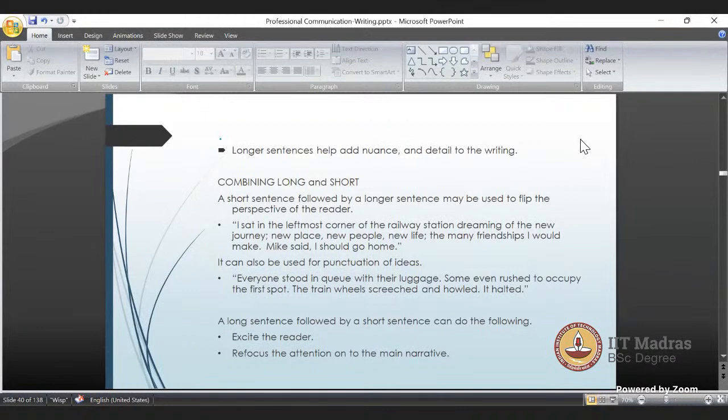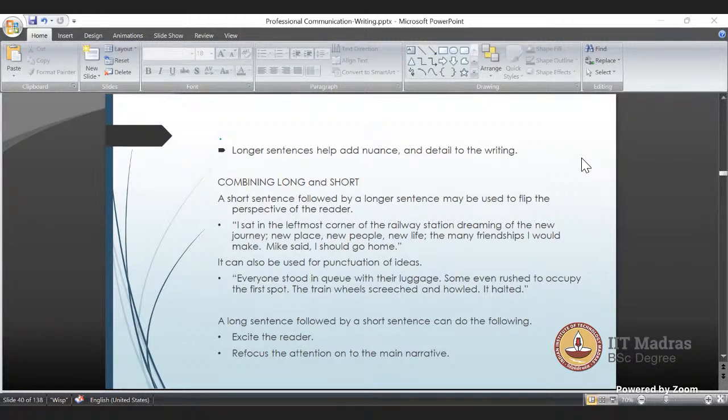Sorry? I sat in the leftmost corner of the railway station, dreaming of a new journey, new place, new people, new life, the many friendships I would meet. Mike said I should go home. Not even a guess what flipping the perspective would mean? Ma'am, the first person is saying new place, new life, many friendships, but home is somewhere they want to go. It's something opposite to it. It's not a new place, it's opposite to it, right?